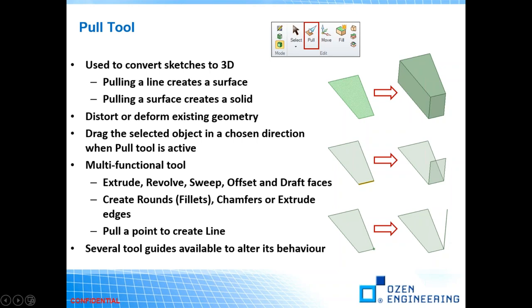So here in the design tab, you'll find this pull icon here. That's the one you can use. And with pull, as we're going to show you in the demo after the presentation, there will be different features that you can use. You can use it to extrude, revolve, sweep, offset, and draft faces. You can create the round or fillet, chamfer. You can do line or surface, as I said here. So all these options that you can have in any other CAD, you can do it here just from the pull. We're going to show you this in the demo after the webinar.